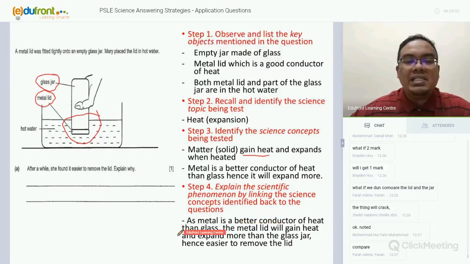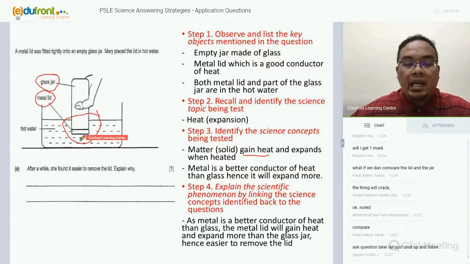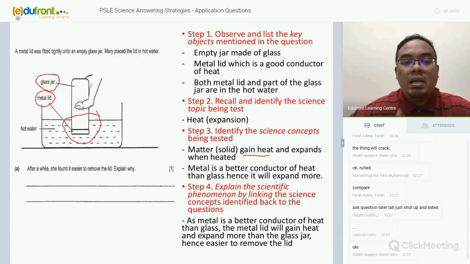So you can see this is the trap, right? Many students do not see this part here. Both glass and metal are put in the hot water. Both will gain heat, both will expand. Both glass and metal will expand, but the metal will expand more. So that's why it is easier to remove the lid. Okay, everyone?